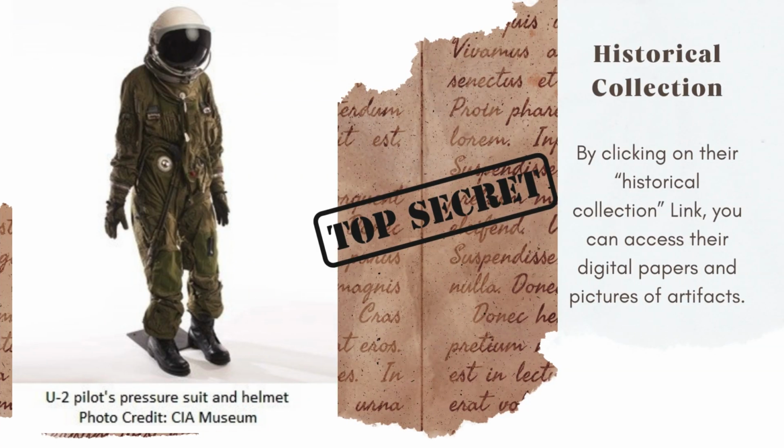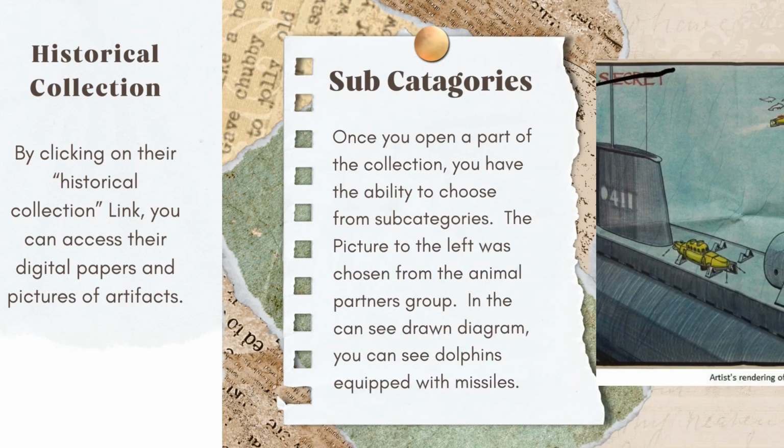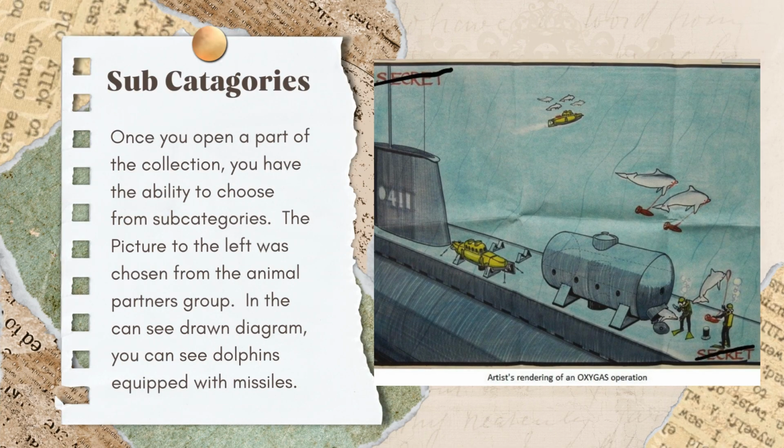The next topic is the historical collection. The historical collection is part of the subcategories, and they have links to different items. On the left-hand side, you can see another subcategory was the animal partners. On the right-hand side, this is an actual picture that I downloaded from the website, and it's a depiction of how they use dolphins to take missiles and the equipment they use to train the dolphins.